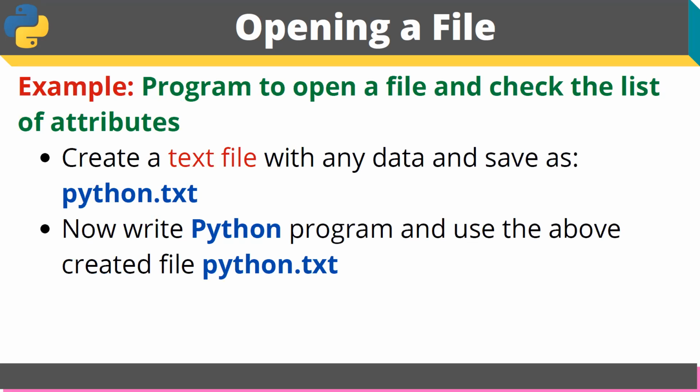Now we will see one example. We will write a program to open a file and check the list of attributes. For this, I have created a text file with some data and I have saved this file as python.txt. Now I will write a Python program and use the above created file python.txt.